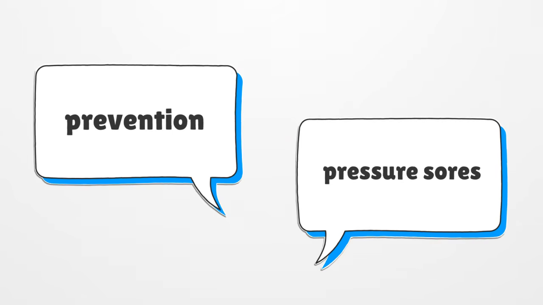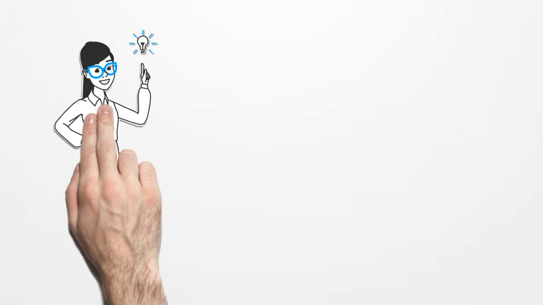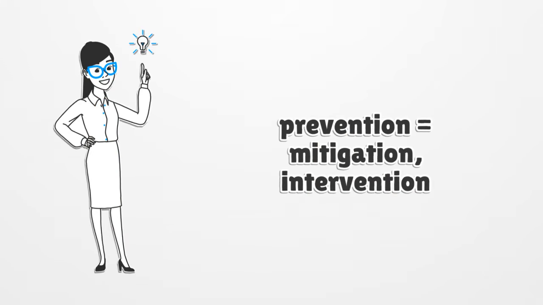For example, if your topic is prevention of pressure sores in hospice care facilities, you could use prevention and pressure sores as keywords. If you don't find enough articles with those search terms, see if you can come up with any synonyms or related terms for your keywords. A synonym for prevention could be mitigation. A related term could be intervention.